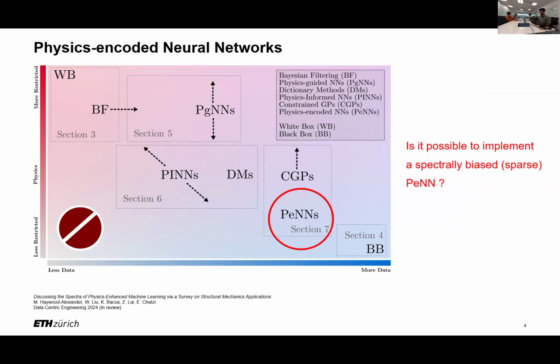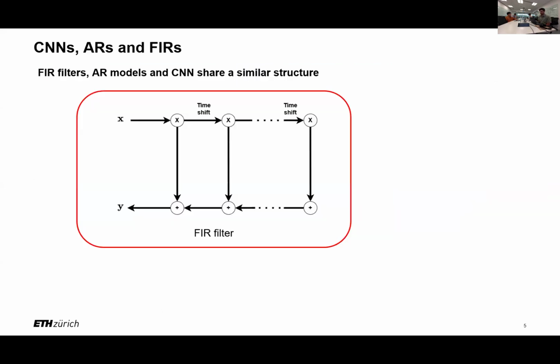Of course, there's a plethora of models, but essentially here we will focus on what we call physics-encoded neural networks, where we try to encode the prior information in the architecture. More so, we choose the right architecture for the right problem. And here we want to see if we can choose the right architecture based on the bias of spectral sparsity in the data.